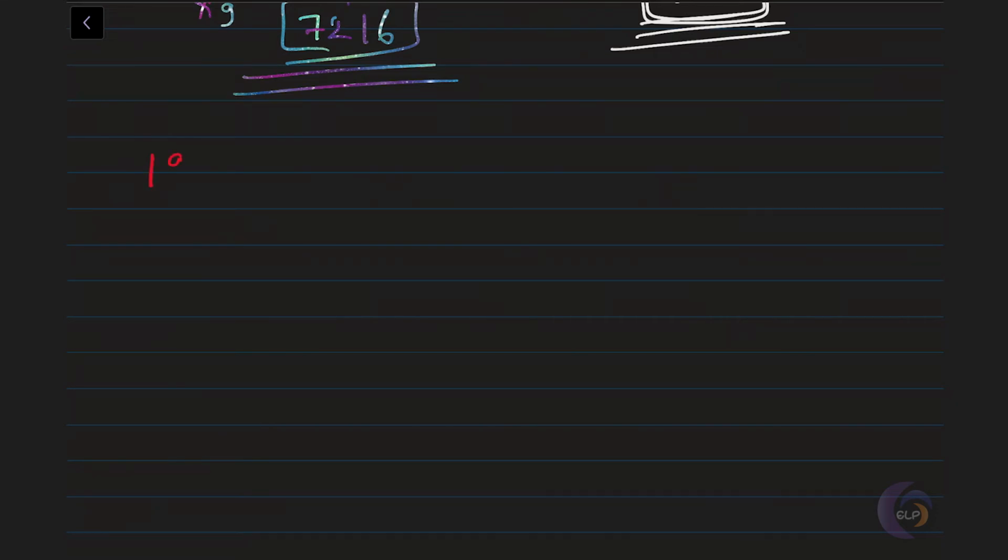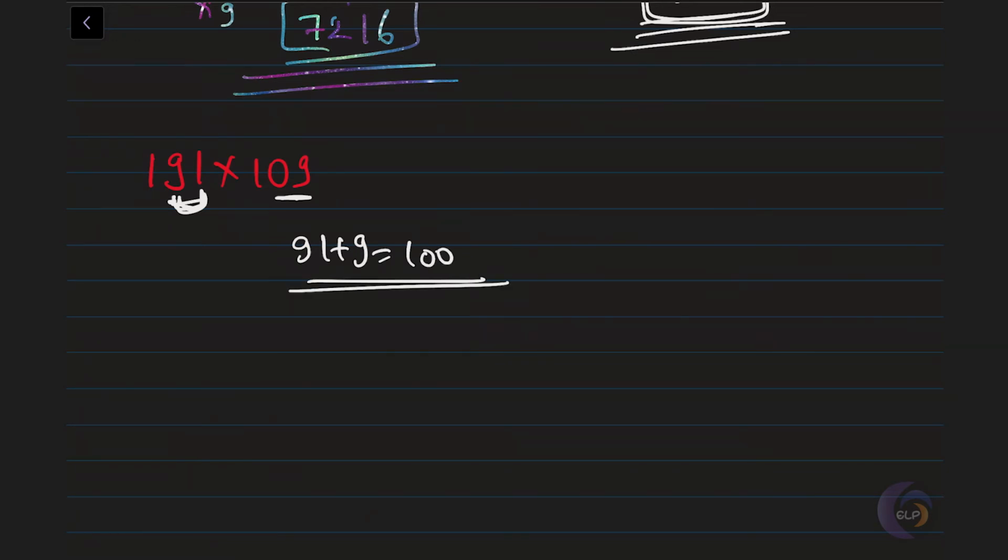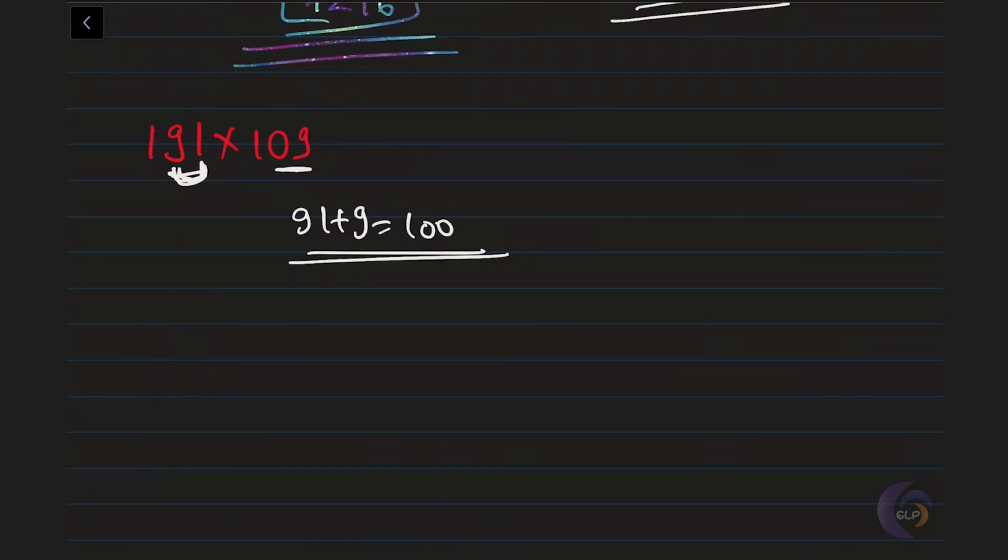So let's take one easy example, say 191 into 109. So what you can see over here, the tens and unit digits when added of both the multiplicands give rise to 100. 91 plus 9 is 100. So what you have to do, the same logic applies over here as well. So 91 into 9. 91 nines is how much?